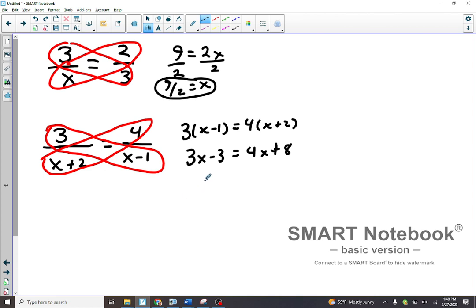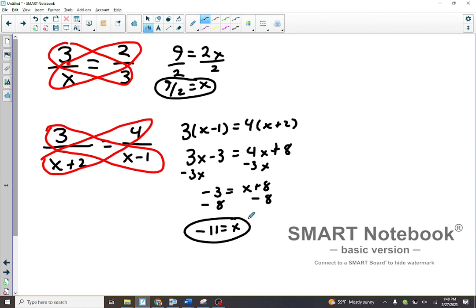Remember, in this situation, I like to move the smallest x. Minus 3x, minus 3x. Negative 3 equals x plus 8. Subtract 8, subtract 8. Negative 11 equals x. Does it matter? It doesn't matter. x equals 11, negative 11. It's x equals negative 11. 11 and negative 11 are different numbers.